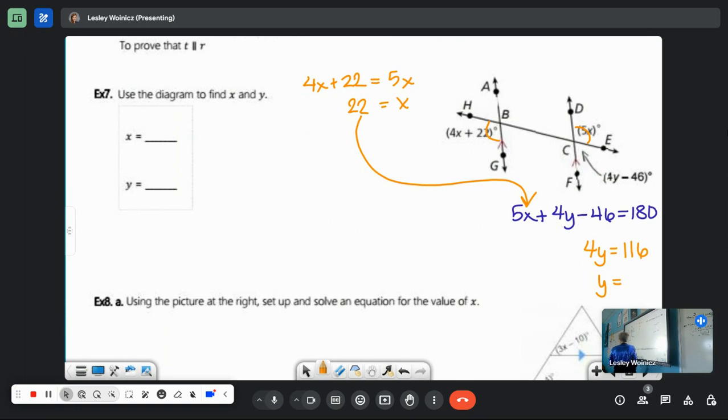Will you guys get the calculators out, please? I don't have a calculator up here. I think it's 29. All right, so our x was 22, our y was 29. We don't need to put degrees on them because the degrees is already in the picture outside of that set of parentheses.